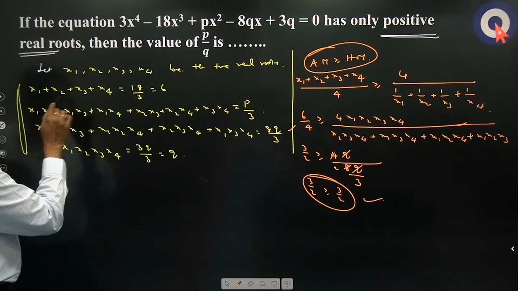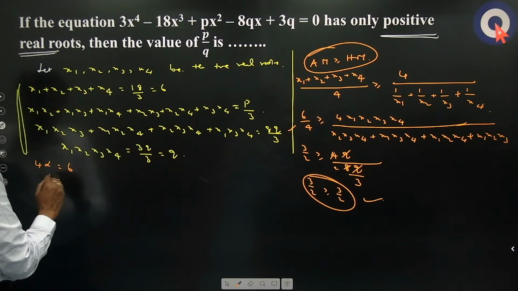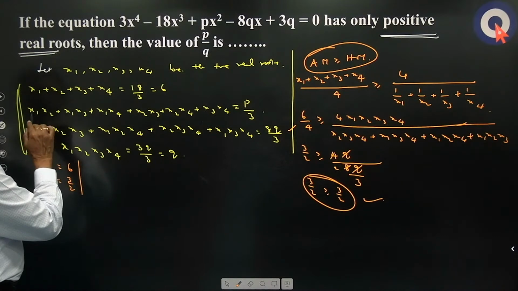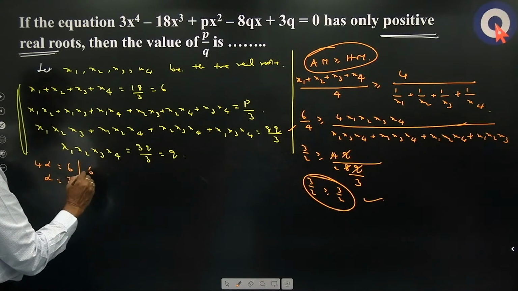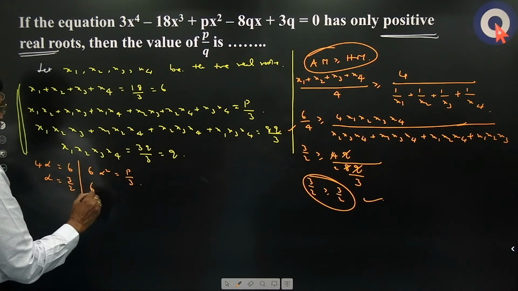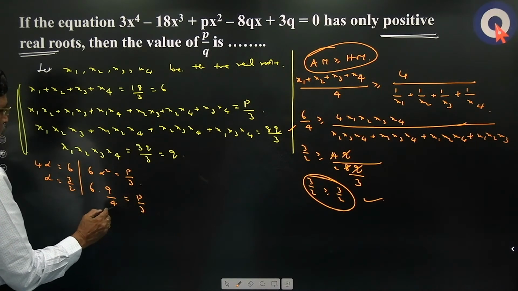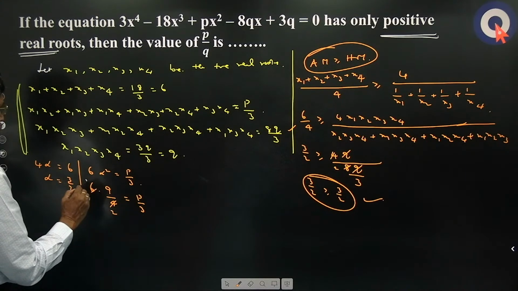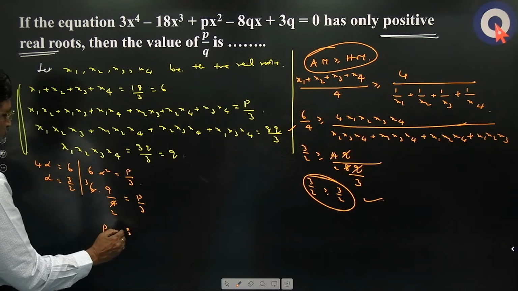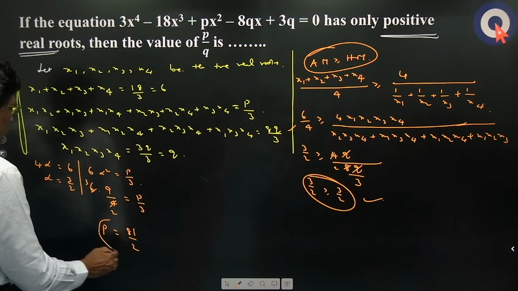So if each of them is alpha, we have 4 alpha is equal to 6. Therefore, alpha is equal to 6 by 4, which is 3 by 2. And similarly, you can see here, alpha square added 6 times is equal to p by 3. And you have alpha is equal to 3 by 2. So 9 by 4 is equal to p by 3. So therefore, p is equal to 9 into 9, 81 by 2. P is equal to 81 by 2. So this is the value of p.